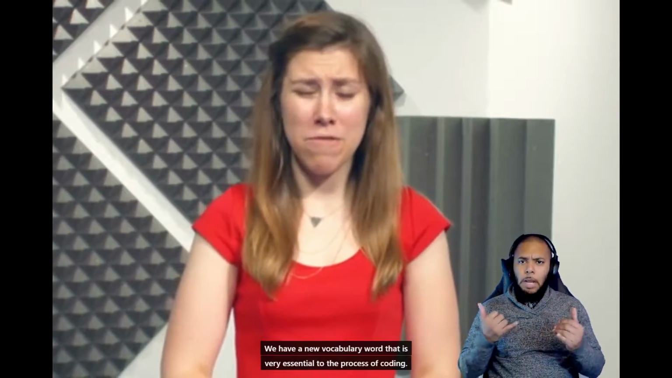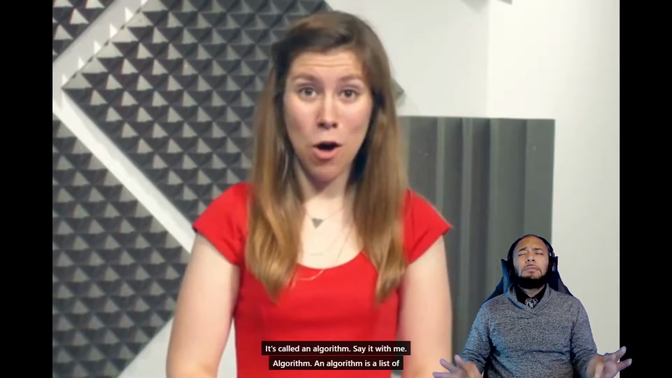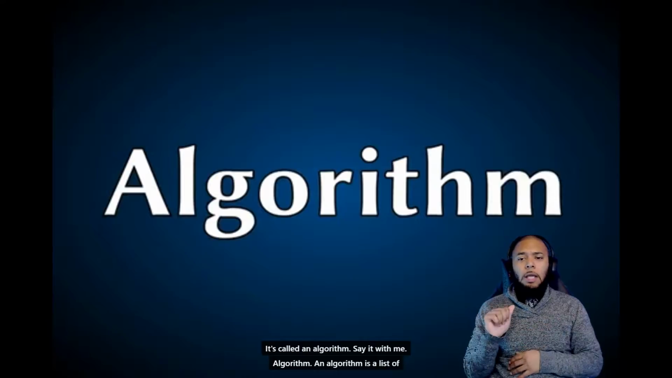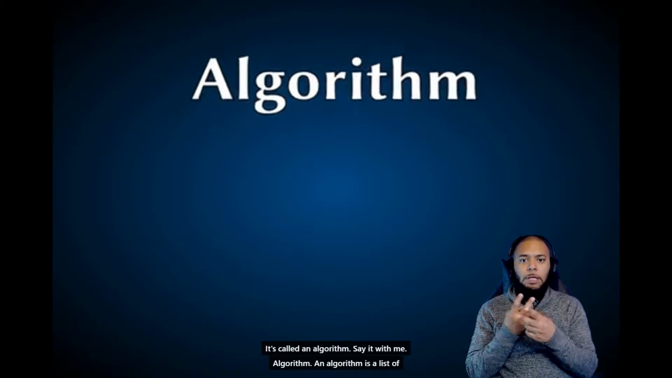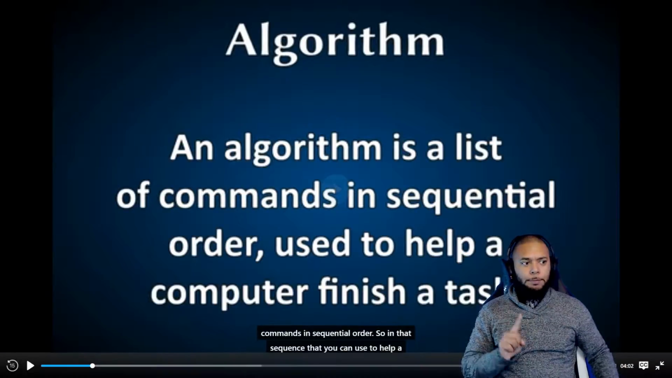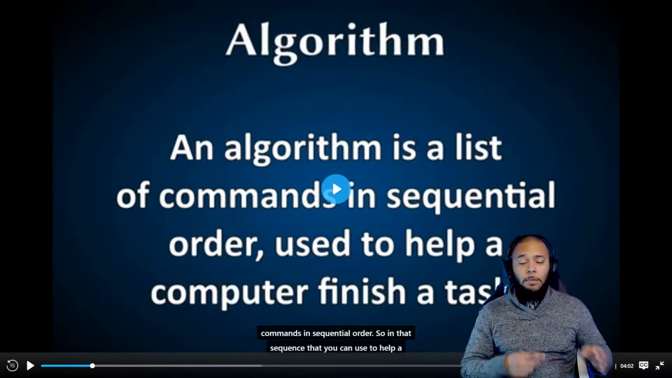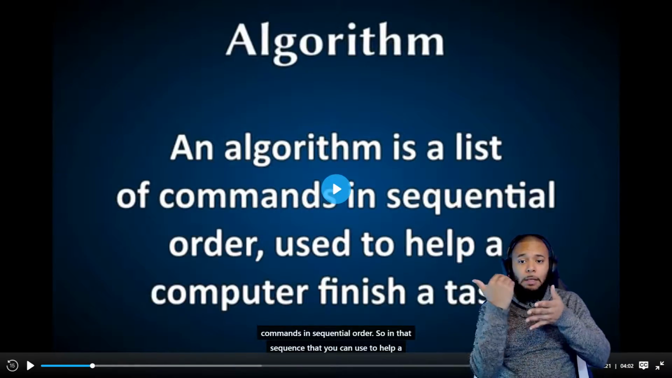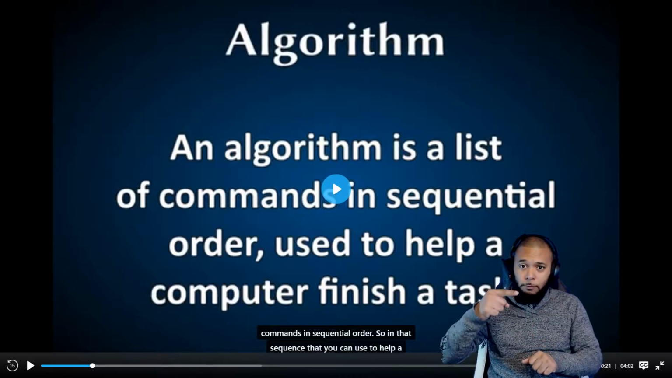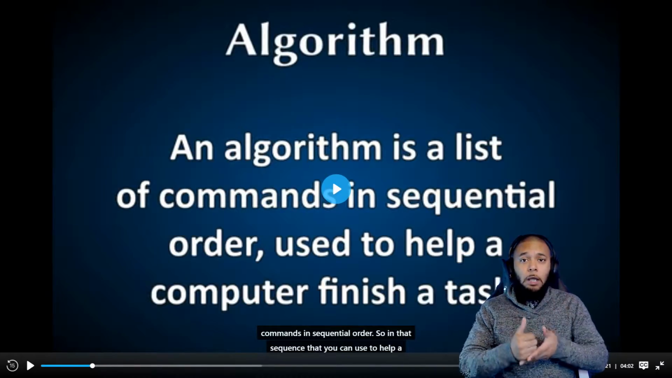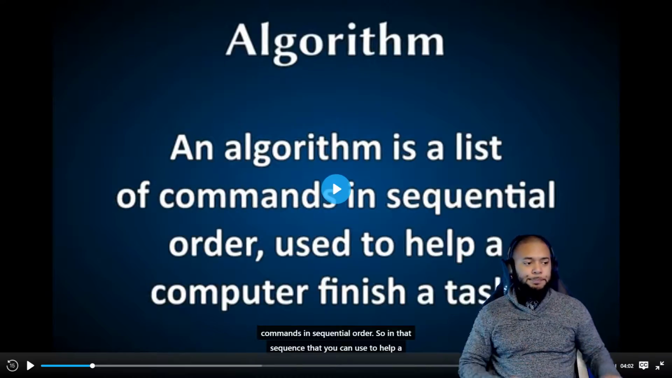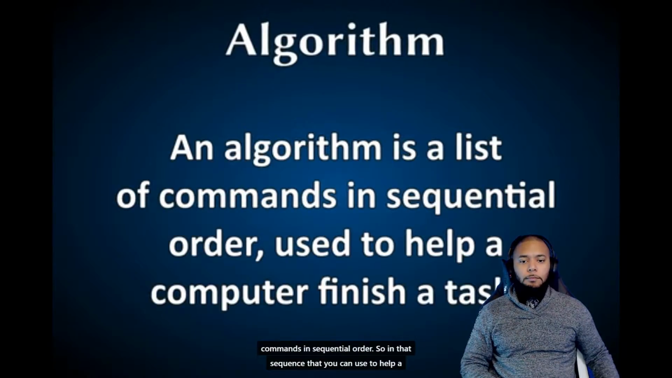New vocabulary word that is very essential to the process of coding. It's called an algorithm. Say it with me, algorithm. An algorithm is a list of commands in sequential order, so in that sequence that you can use to help a computer to finish a task.